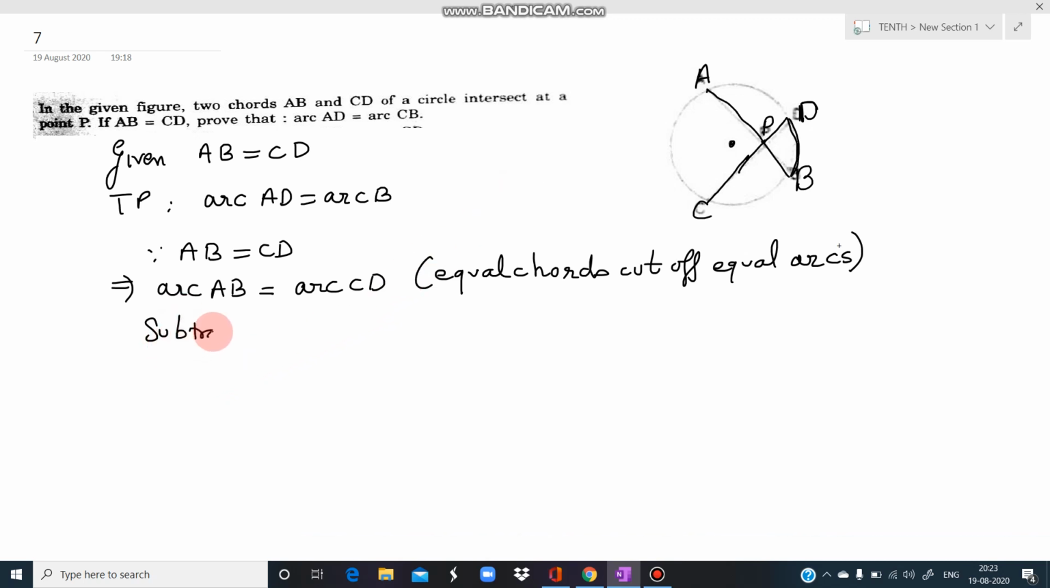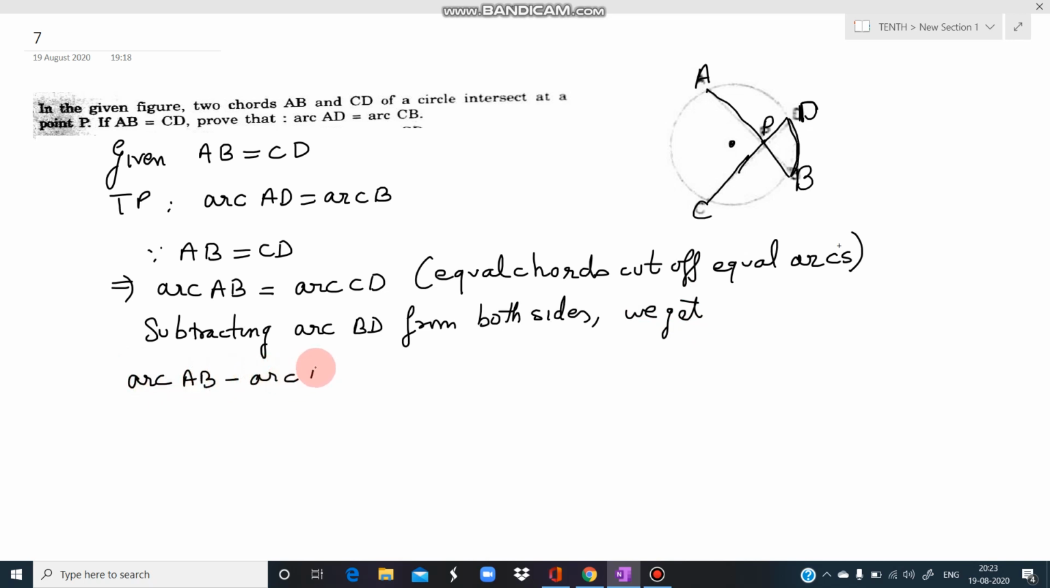So what do we do here? Subtracting arc BD from both sides. What do we get? We get arc AB minus arc BD, and from the right hand side also we subtract this arc BD. So what are we left with? Arc AD, and here we are left with arc BC. So similarly CD में से अगर हम BD minus कर देंगे, we will get BC. AB में से BD minus कर देंगे, we will get the arc AD.